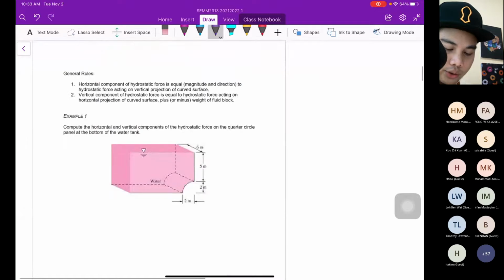So now let's take a look at example 1. Compute the horizontal and vertical component of the hydrostatic force on the quarter circle panel at the bottom of the water tank. Okay, so how to solve this one? Please read through and understand.